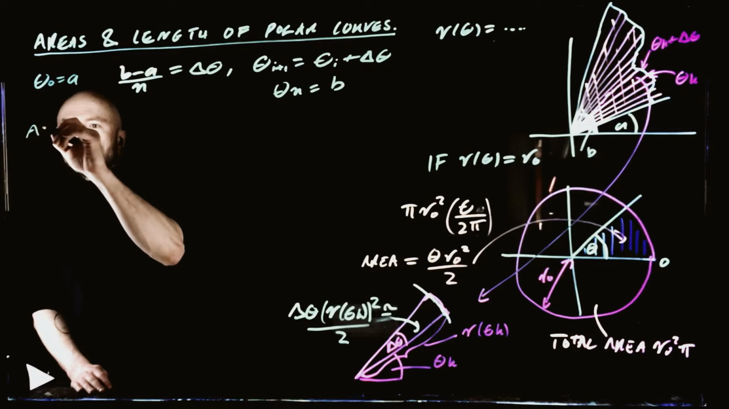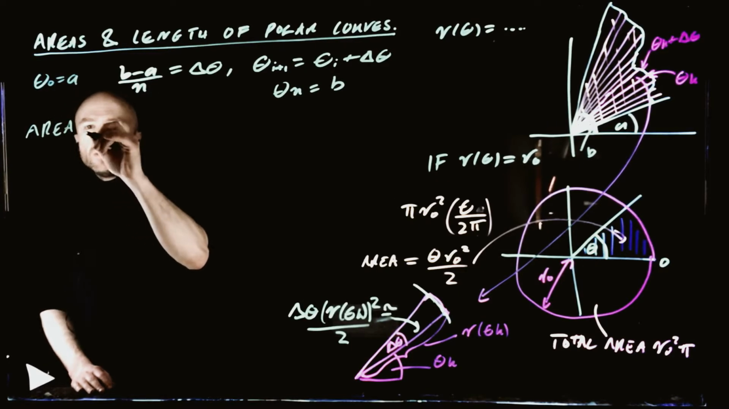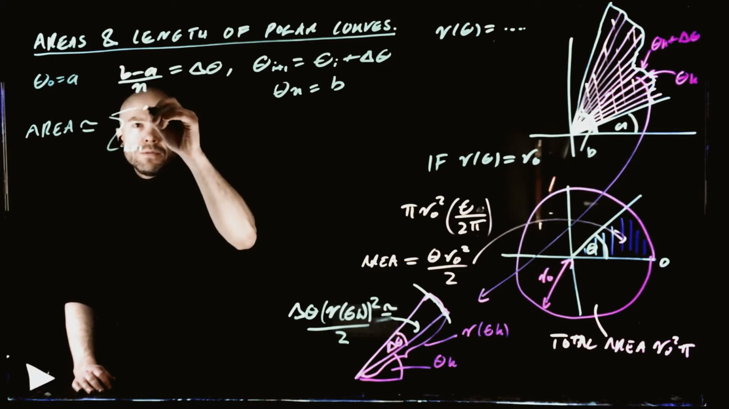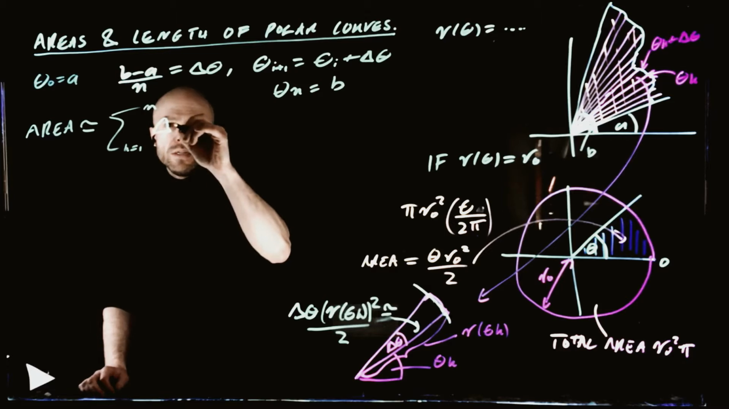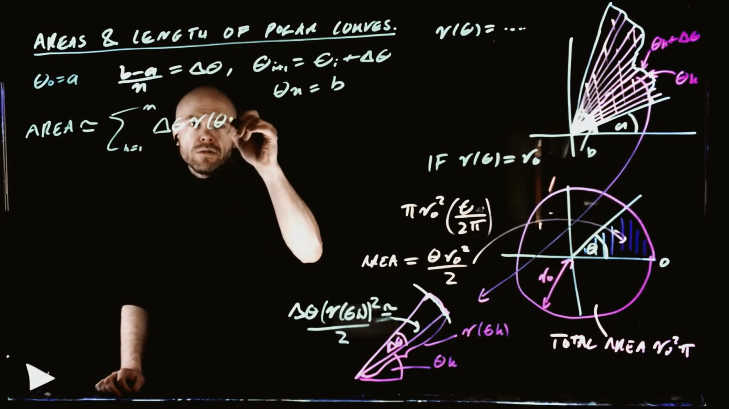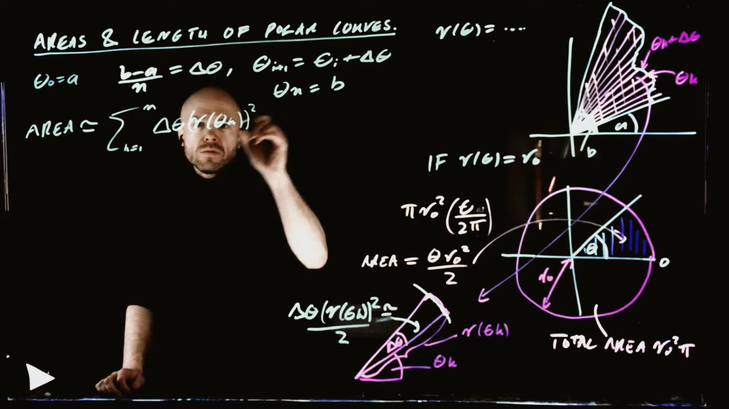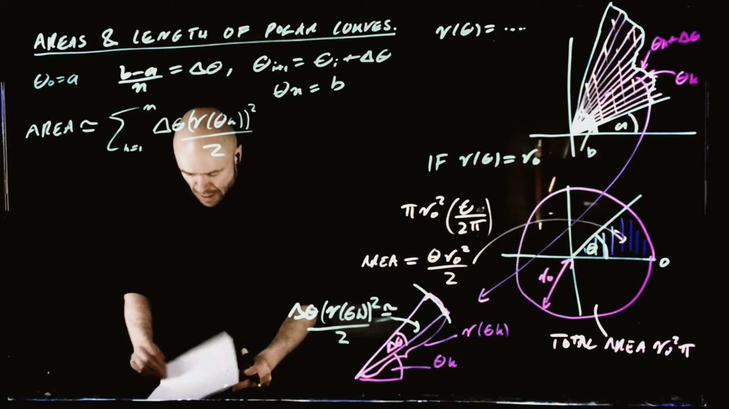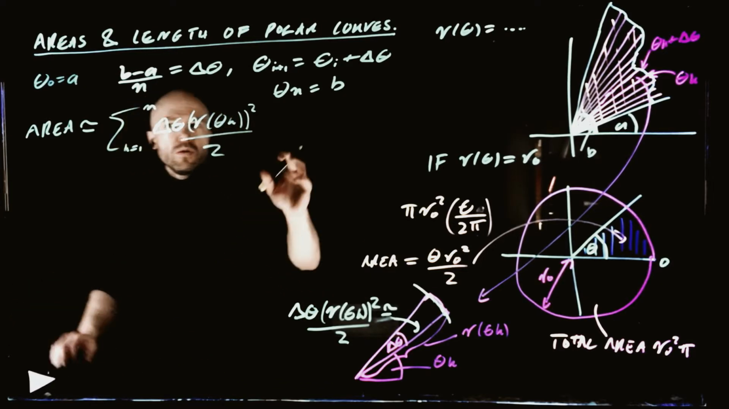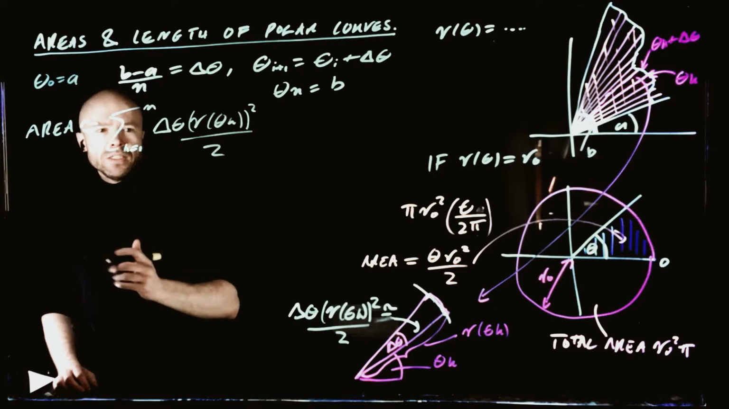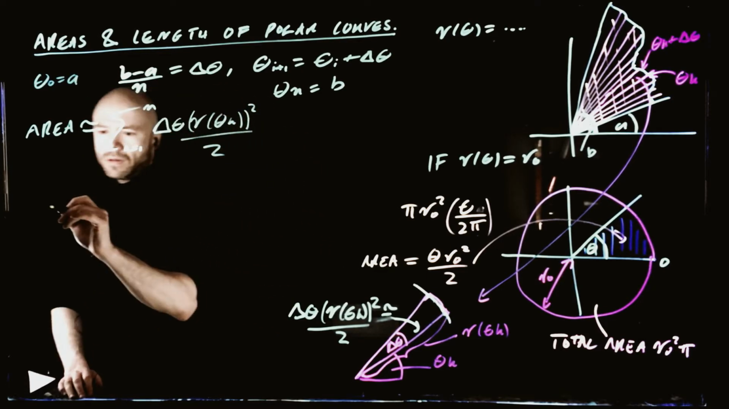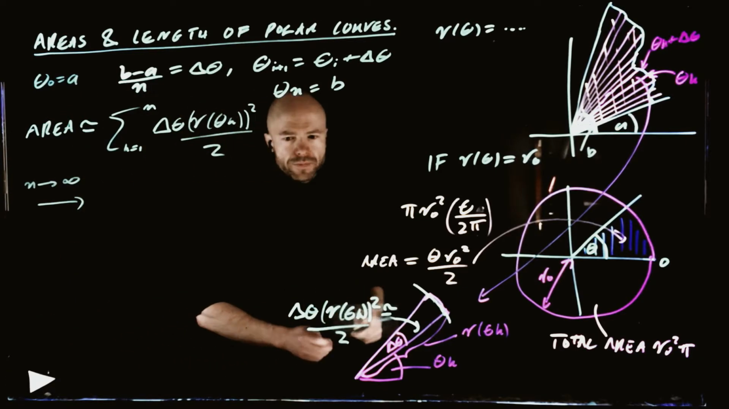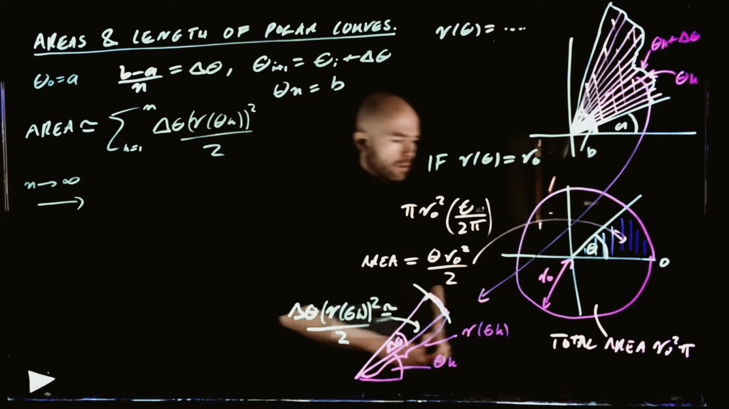So area is approximately equal to the sum from k equals 1 up to n of delta theta times r of theta_k squared over 2, right? And what is this thing going to tend to as we let n tend towards infinity? What's this thing going to tend to? What is this general expression called? What do we call those things?